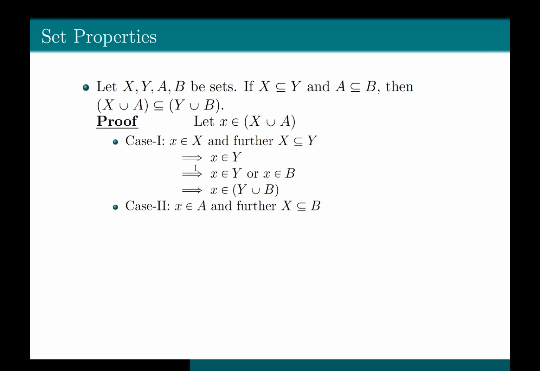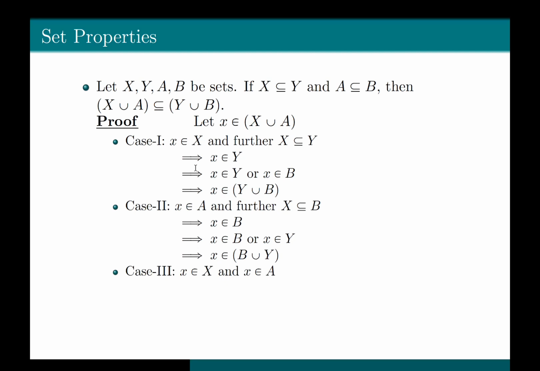Let's quickly have a look at what happens when this small x belongs to the set A. If x belongs to the set A, it is given to us that A is a subset of B. So this is A, this is x, and A is a subset of B. In that case, since x belongs to A, which is a subset of B, we will have that x belongs to the set B, which means that x belongs to the union of B and Y.